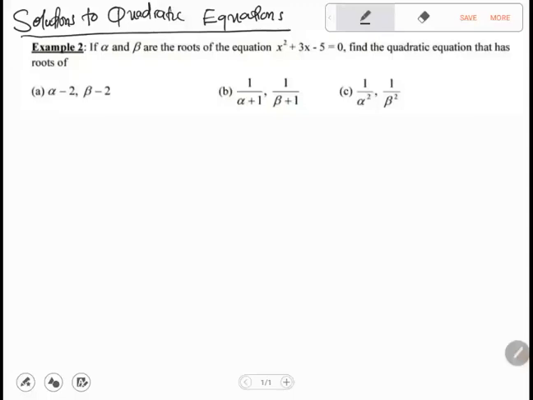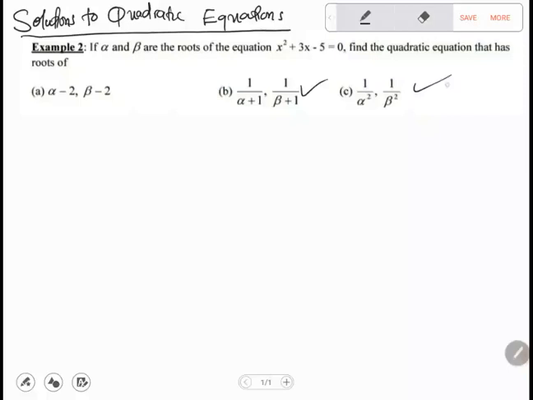Quadratic equations, which says if alpha and beta are the roots of the equation x squared plus 3x minus 5 equal to 0, find a quadratic equation that has the roots of each of these. Well, I'll show the procedure and you'll be able to tackle the remaining ones.